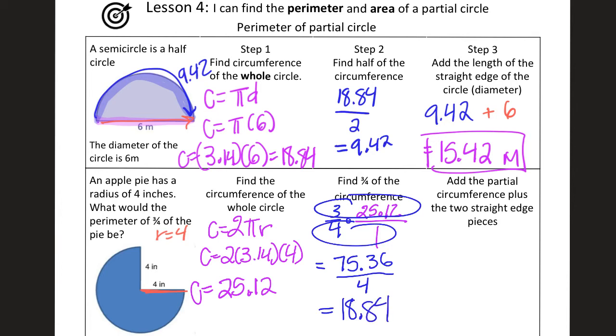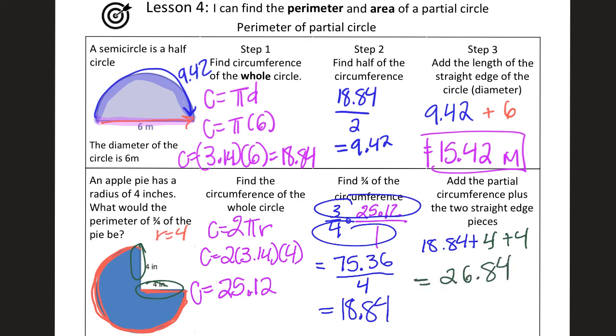Okay, so that 18.84 is this distance around the outside, the round part. I still need to add these 2 straight edges. So I'm going to take 18.84 plus 4 plus 4. So when I add those together, I get 26.84 inches.